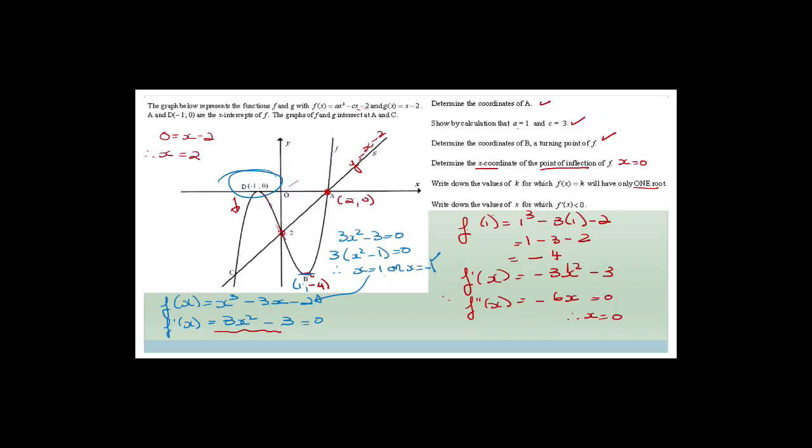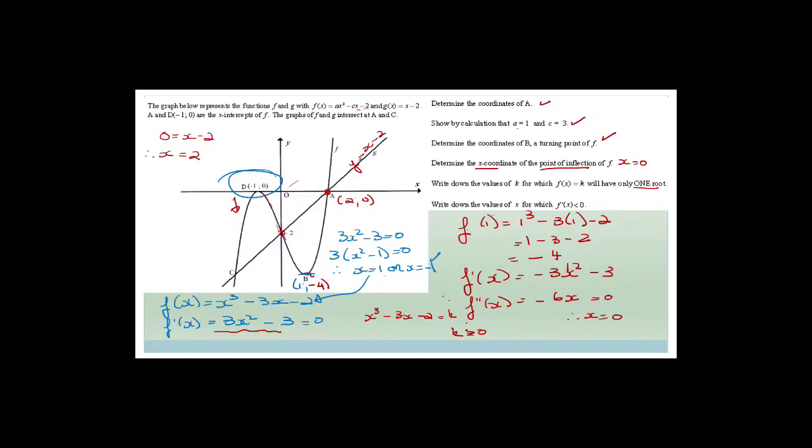So it says for which values of k. We want, hang on a minute, let me write this down. We want x cubed minus 3x minus 2 equals k. So what do we want to do? We want to move it down. So therefore, k has to be greater than 0.